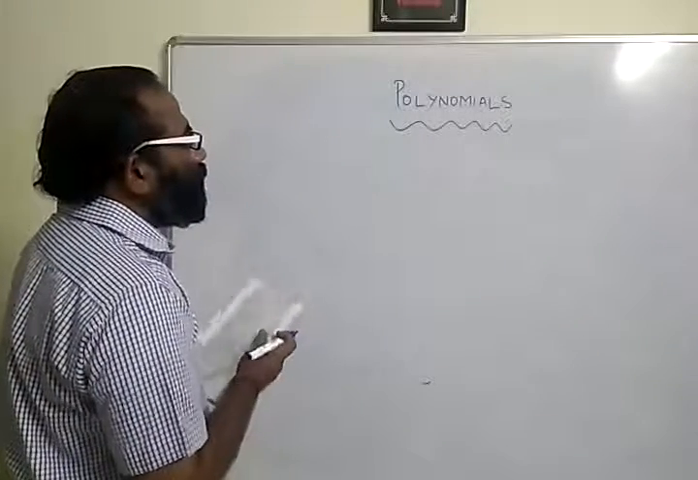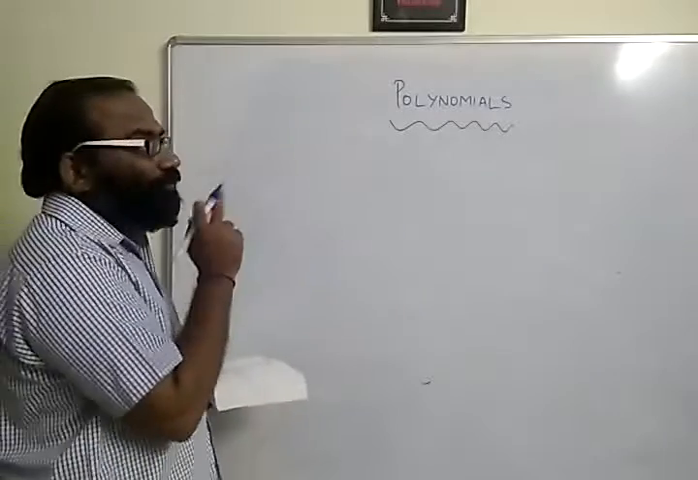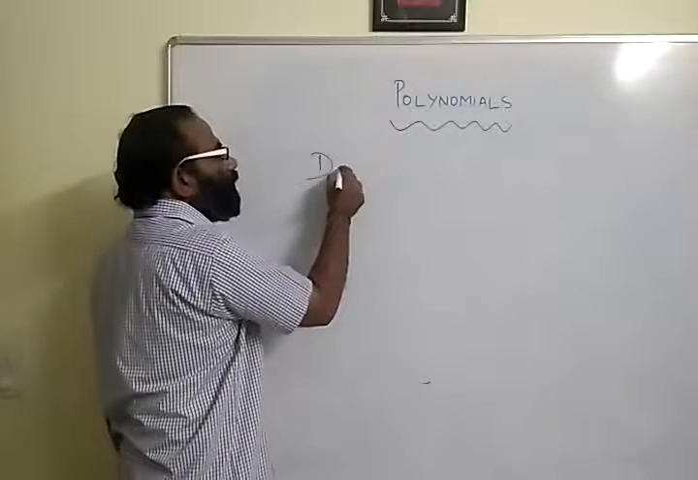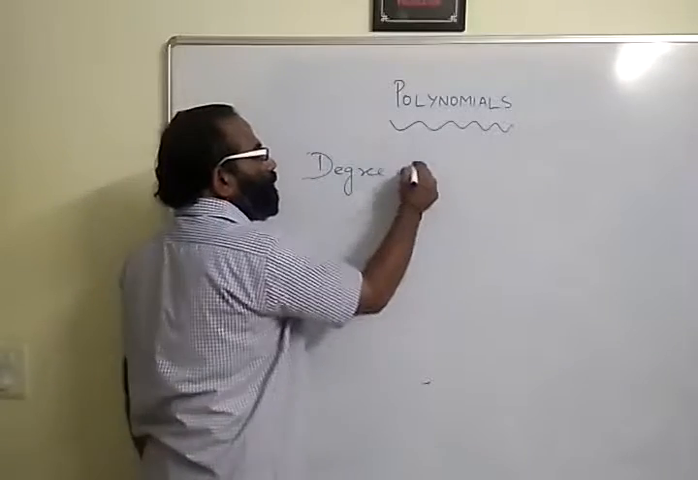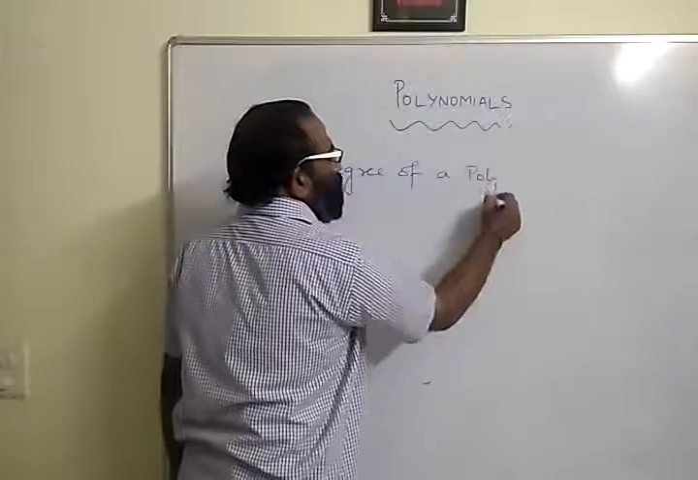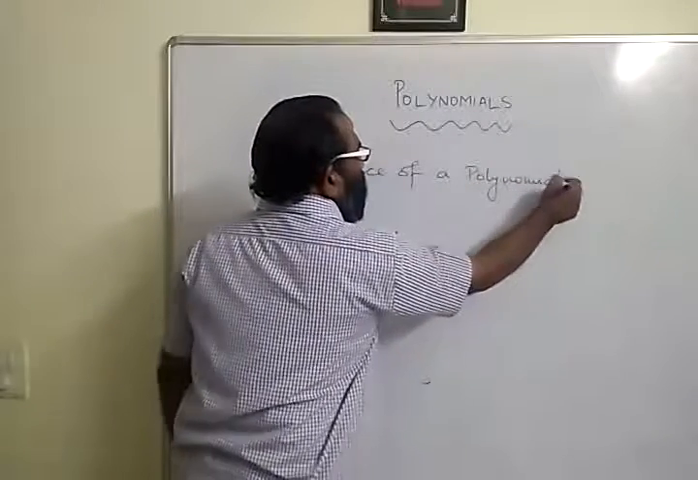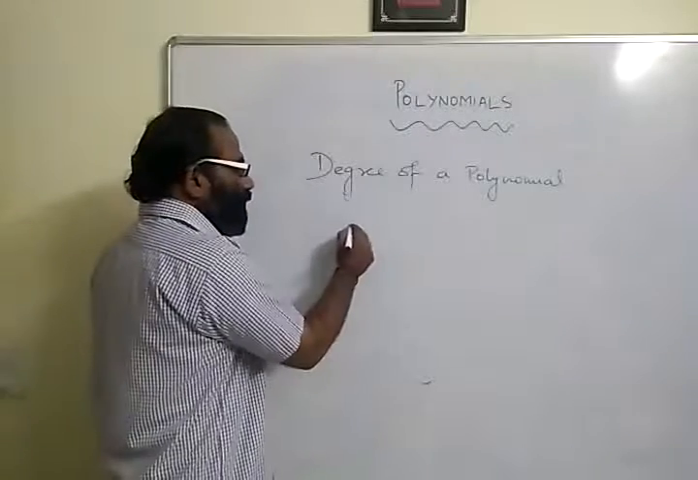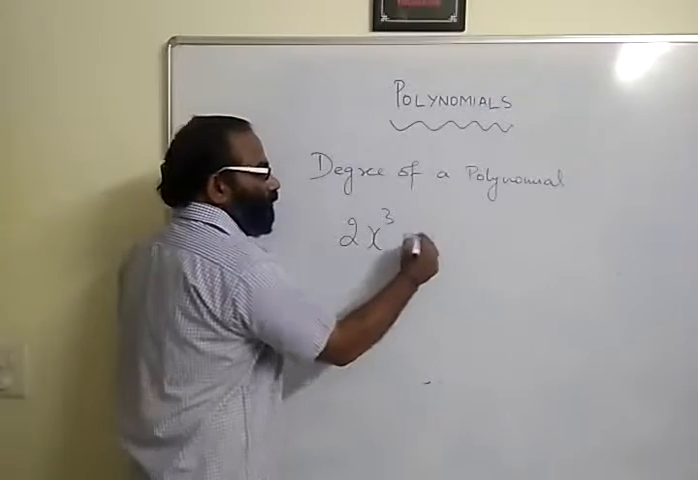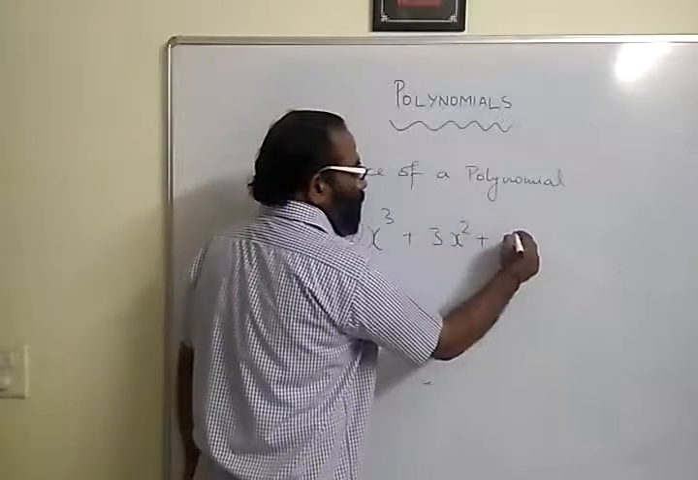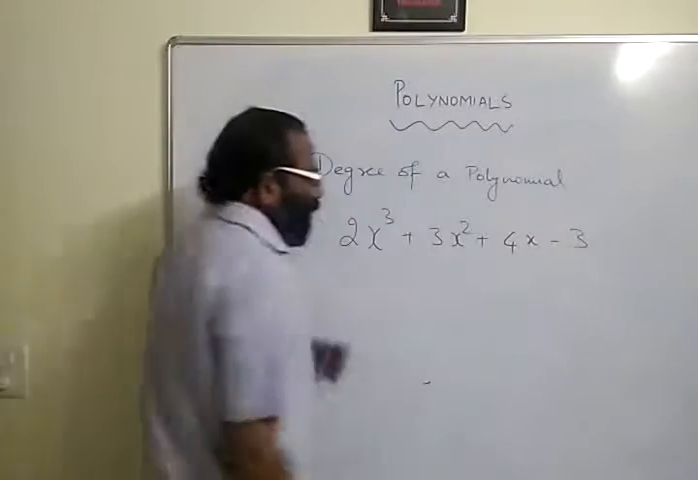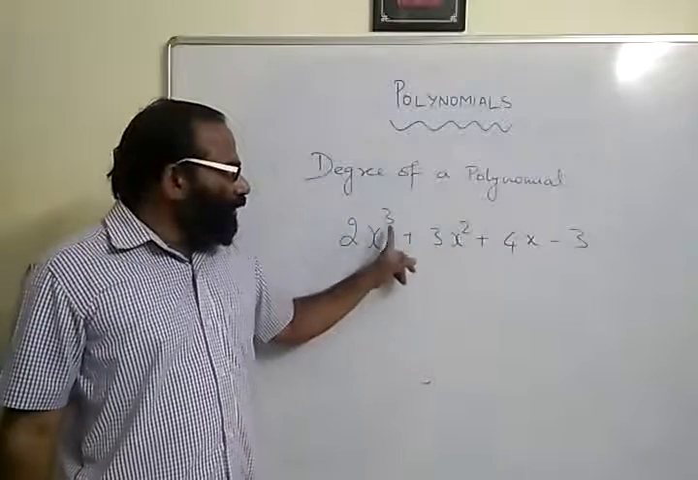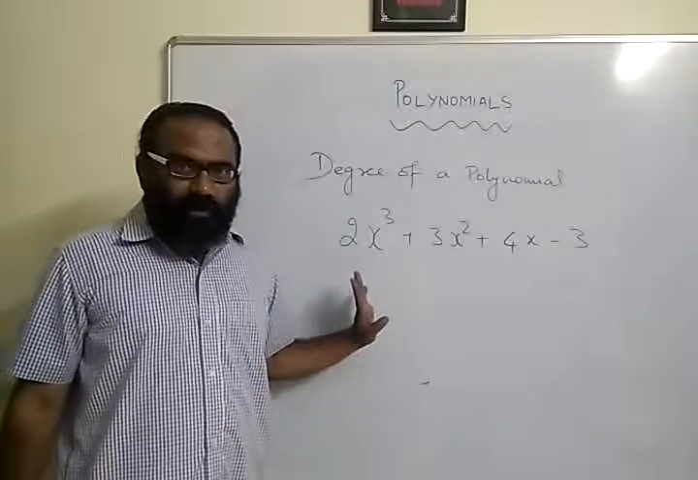Before we even start, there is one more point that I would like you to know. What is the degree of a polynomial? Suppose I have 2x cubed plus 3x squared plus 4x minus 3. In this polynomial, all the powers are 3, 2, 1, so no problem about the powers.